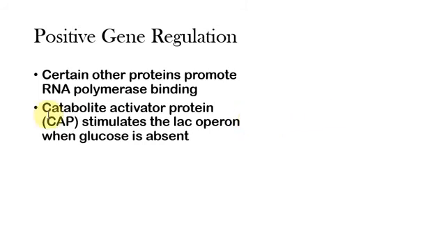The biggest example will be catabolite activator protein, or CAP. What this will do is stimulate the LAC operon whenever glucose is absent. Essentially, glucose is a much better supply of energy than lactose, and so if glucose is present, then the cell will not want to transcribe as much of the LAC operon. When glucose is absent, on the other hand, it'll be forced to use lactose, and thus CAP will stimulate the LAC operon. And so that's it for operons. They're really just as simple as that.